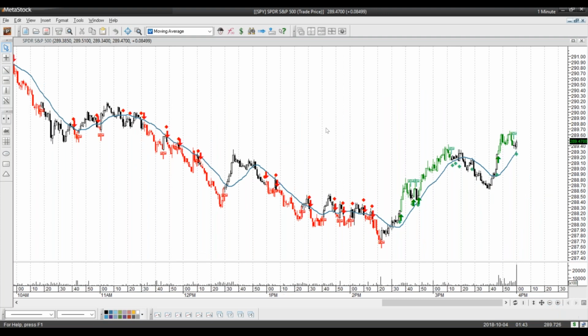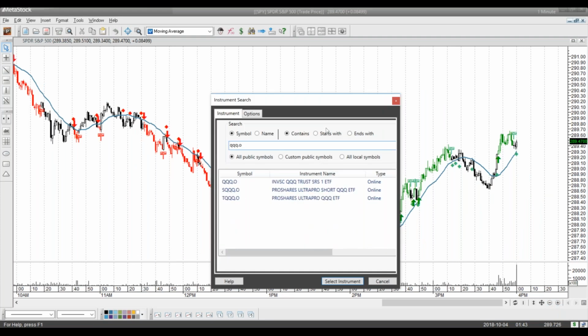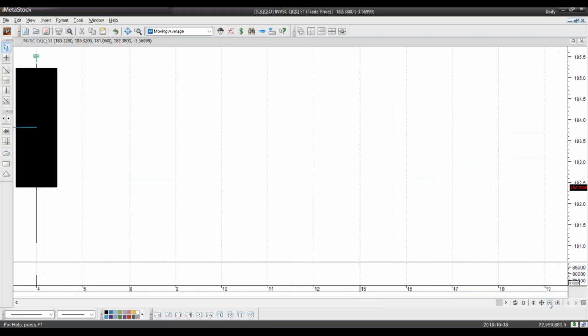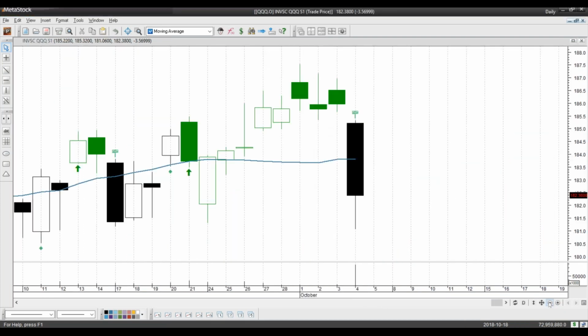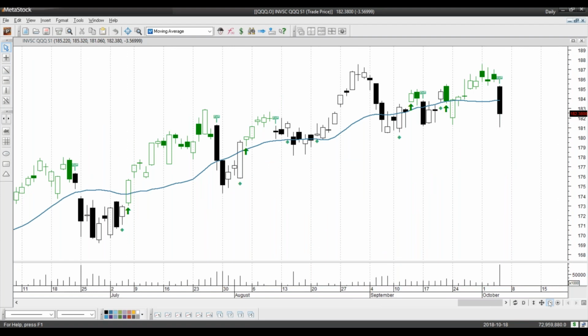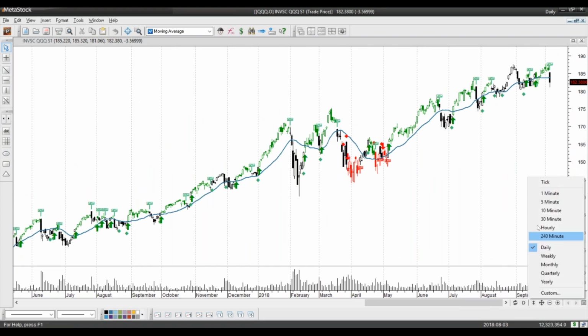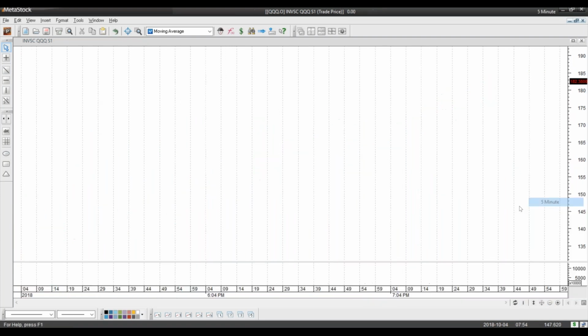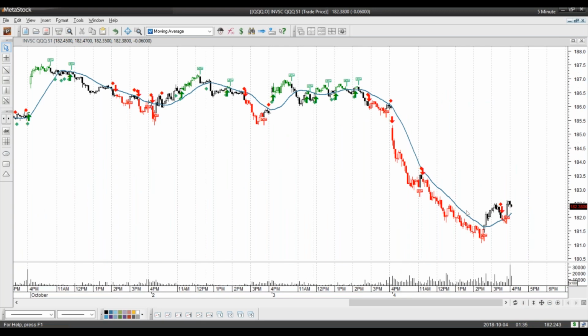Let's look at the Qs. Many people trade the Qs, which is the ETF for the NASDAQ 100, okay? Let's bring in the data here. This is the daily, okay? Selecting some nice trades on the daily, but let's go to those shorter time frames. There's the 5 minute. Couple of real nice trades today.